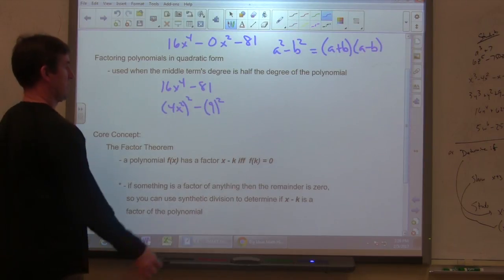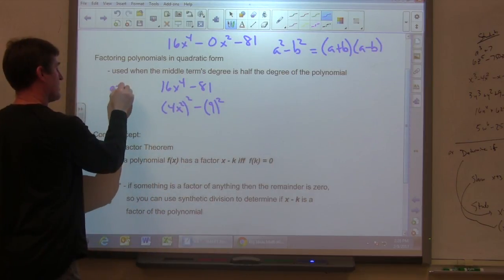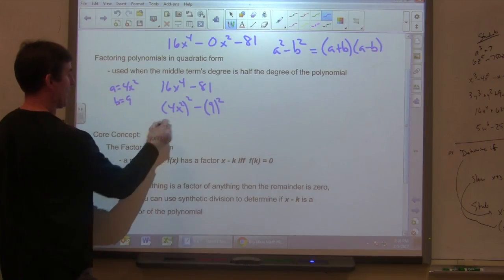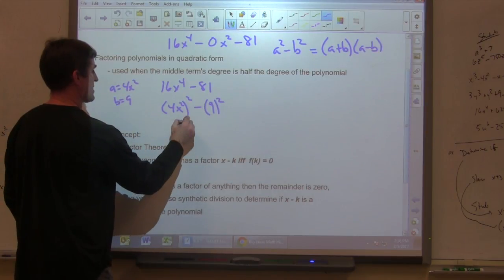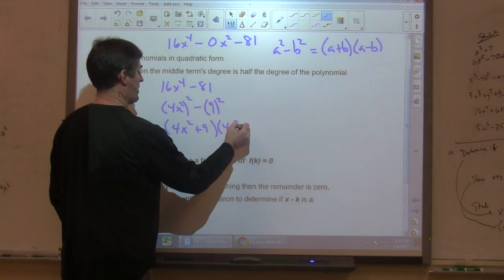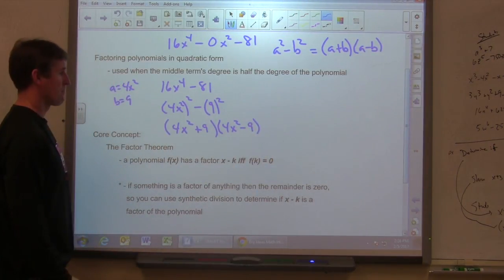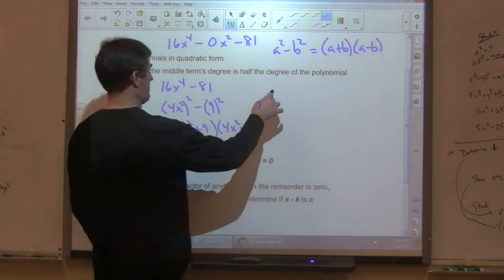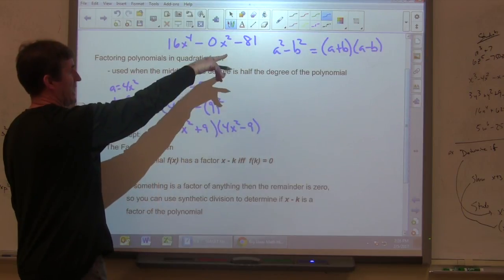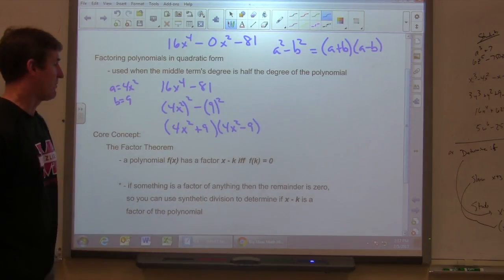So in this case, my a is 4x squared, and my b is 9, and so I could write this as 4x squared plus 9 and 4x squared minus 9. Okay? Again, you can use the x method to do that, but you get the same thing. It's just, if you can recognize this a squared minus b squared, it's really helpful. But now you should always check to see if you can factor this out any further.